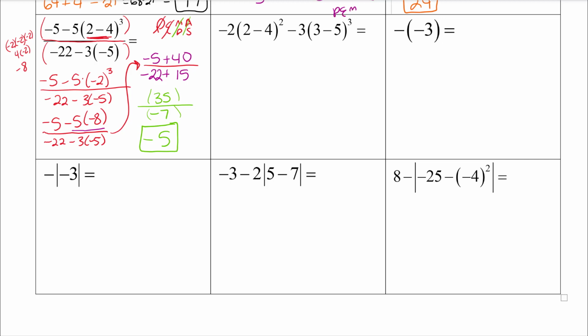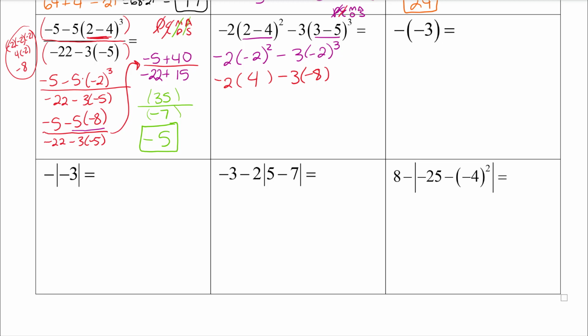PEMDAS again. So the next one, inside the parentheses, I've got 2 sets of parentheses. That gets me negative 2 squared on the first parentheses. 3 minus 5 is also negative 2, and this time cubed. So that's the P. The E step, I can do my exponents. Negative 2 squared means negative 2 times negative 2, which is positive 4. Negative 2 cubed, we just did that over here in the corner. I'm not sure if you remember that. It turned out to be negative 8, so I'm not going to bother doing it again. So that's the E, exponent.